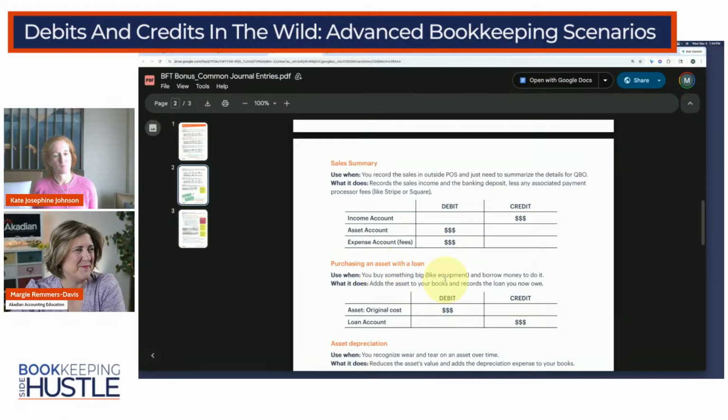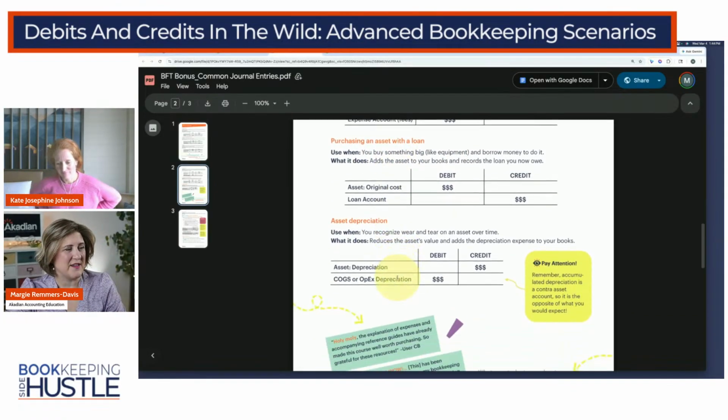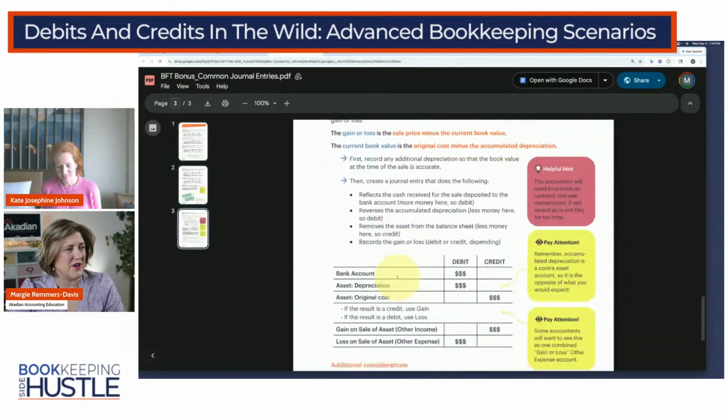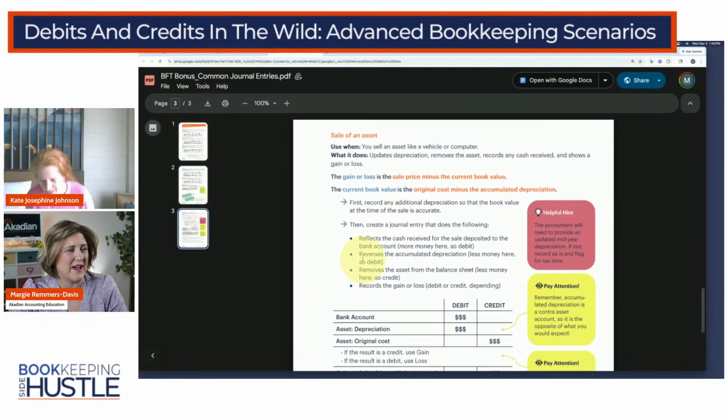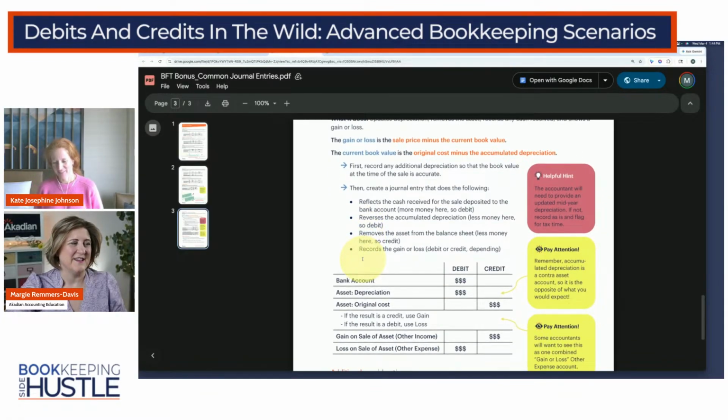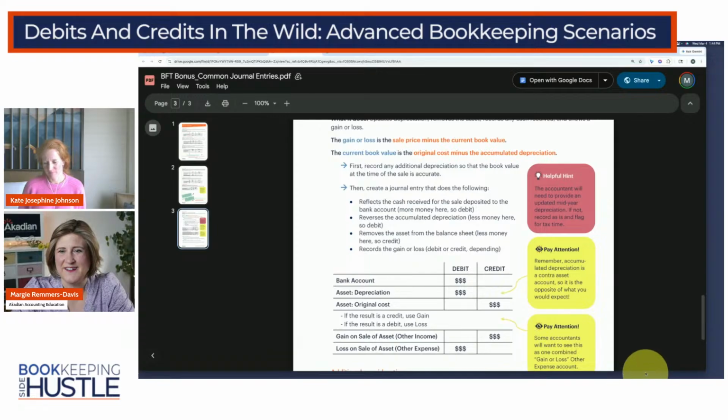So anyway, we can wrap up, but because they have the document here that talks about one big one, the sale of an asset, you really have to know all the journal entries and all the good stuff for how to calculate that, because that's a big one. So anyway, you can stop.